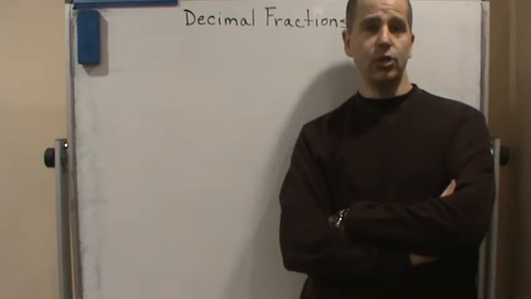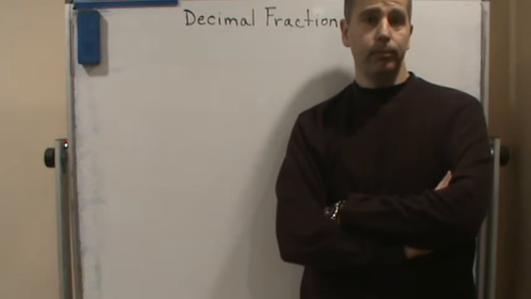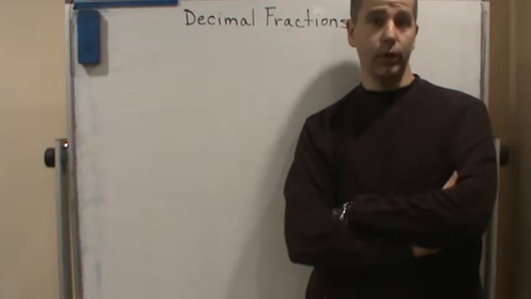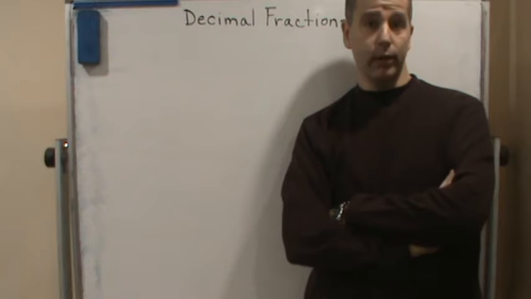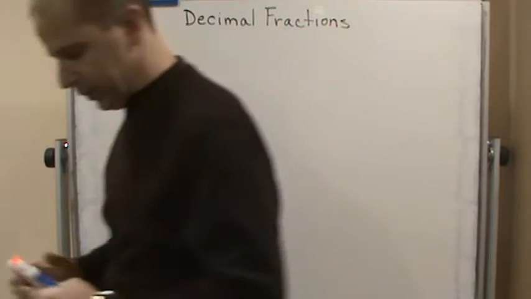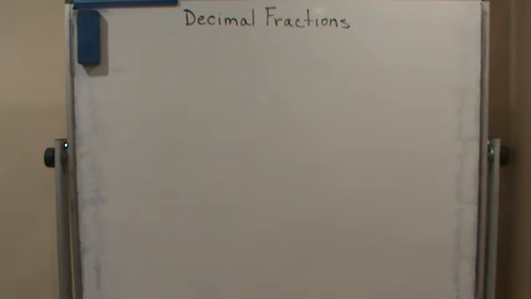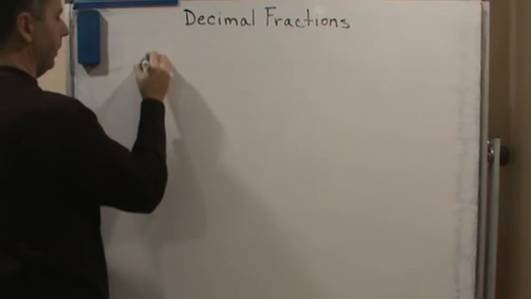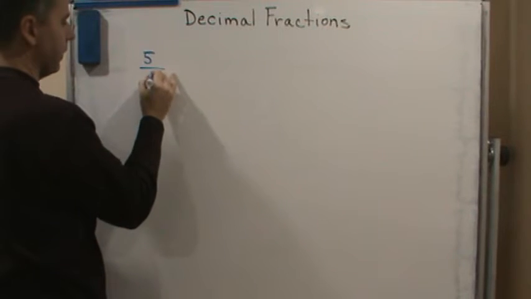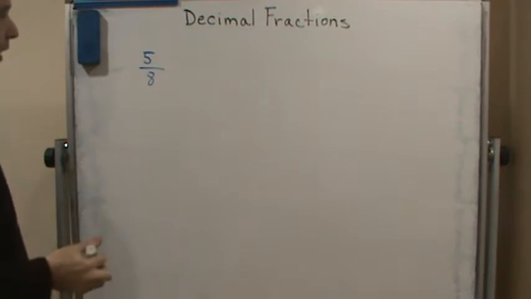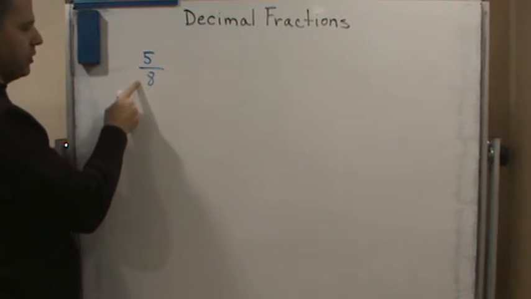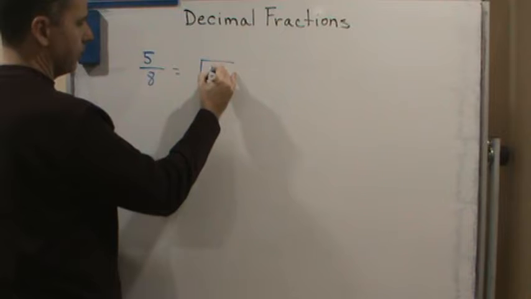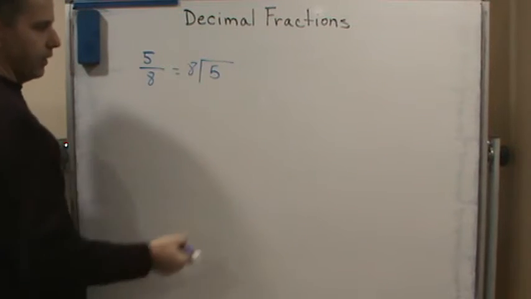So when we want to change whatever fraction we have into a decimal equivalent, all we're going to do is divide the numerator by the denominator. So for example, if we have 5/8, we can write this as a decimal just by taking the division, and writing this as this and then going through the process.